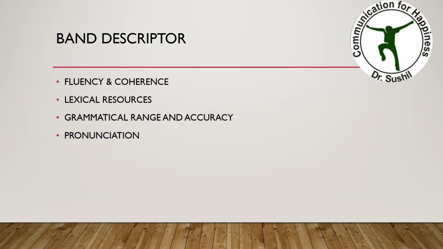Third criteria is grammatical range and accuracy. It means the accurate and appropriate use of grammatical resources. The key indicators of grammatical range are length and complexity of the sentences, appropriate use of subordinate clauses, and range of sentence structures. The key indicators of grammatical accuracy are number of grammatical errors in a given amount of speech and communicative effect of errors.